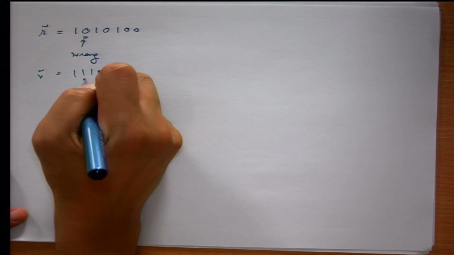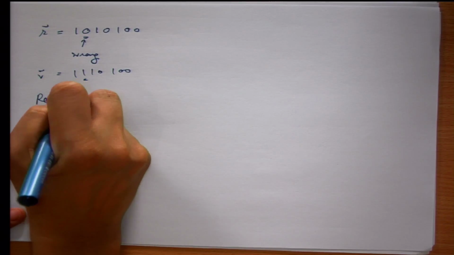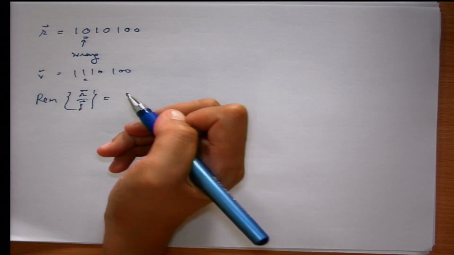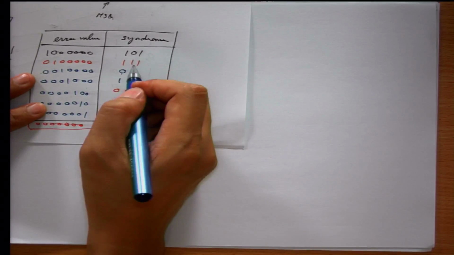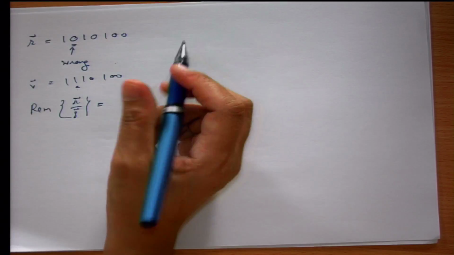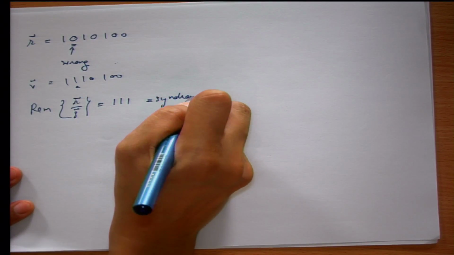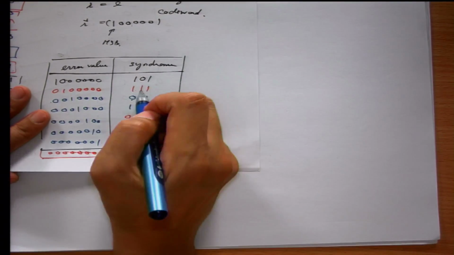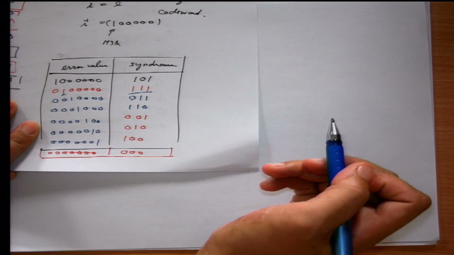If it's wrong in the second bit, okay, and if you do the remainder of R over G, you will get the syndrome, the same as the second bit here, which is 1 1 1 always, okay. If you get the syndrome of 1 1 1, and then you look at the table here, the syndrome is 1 1 1. So what is the error value? The error value is at the second bit.